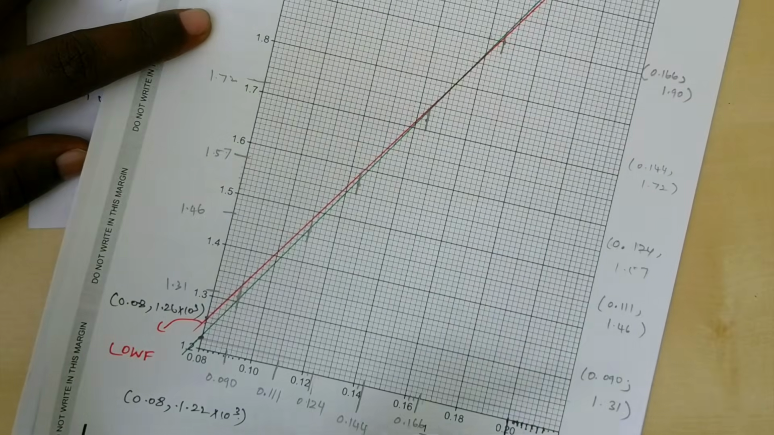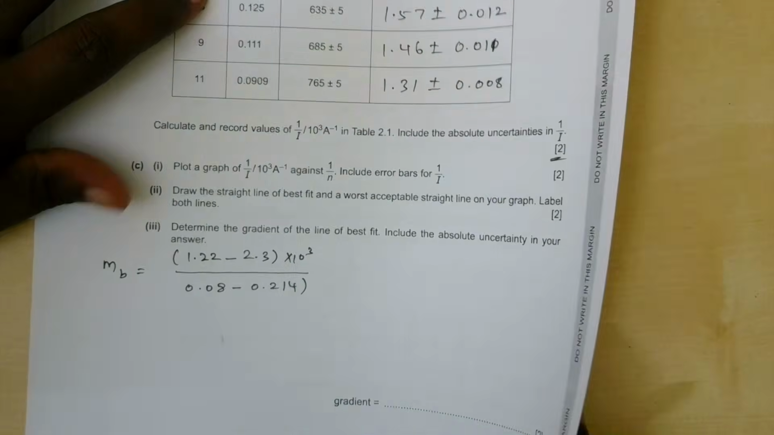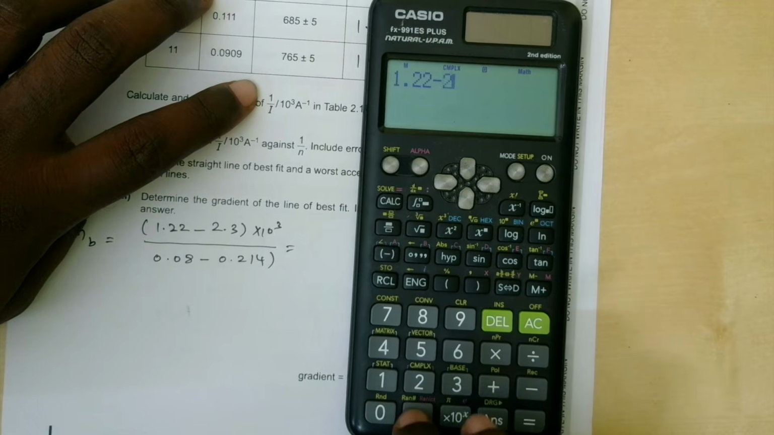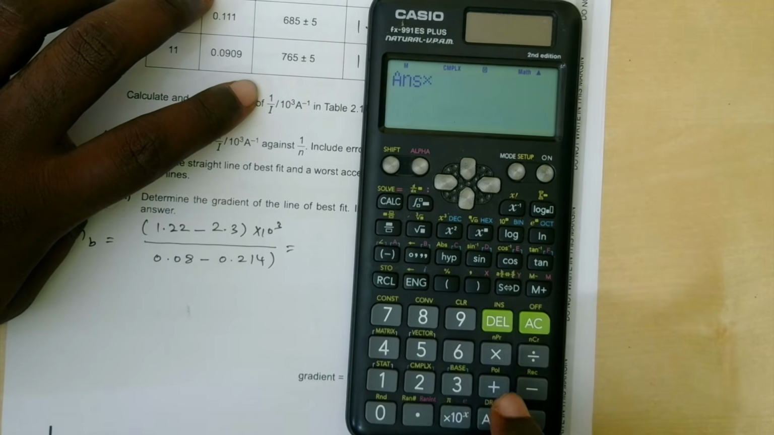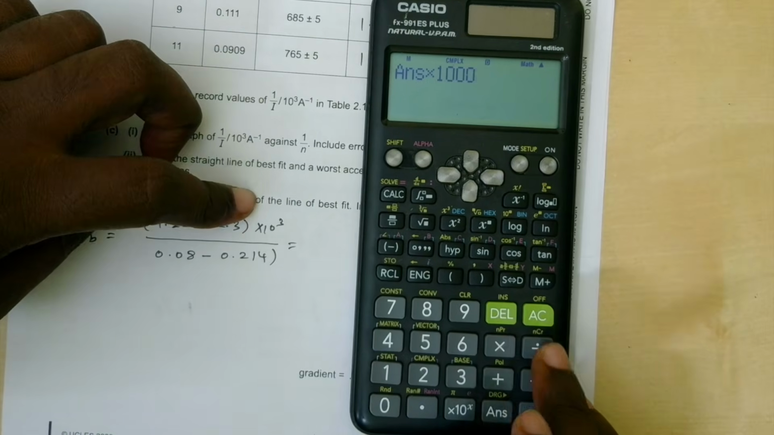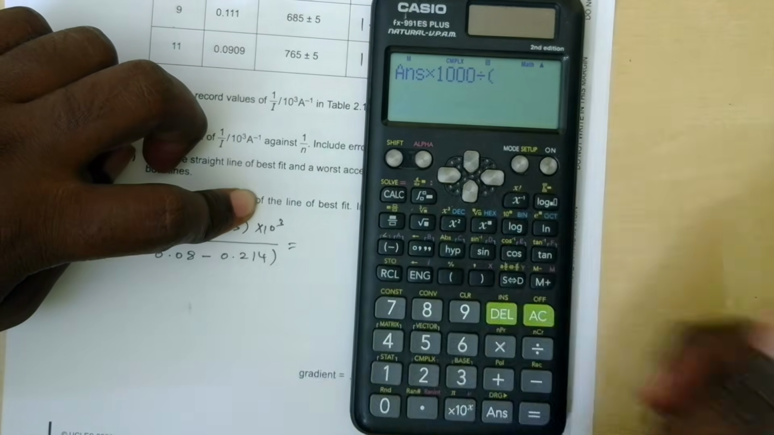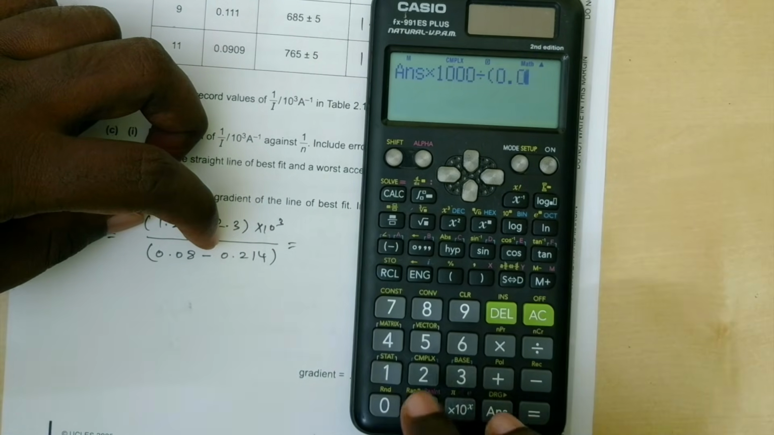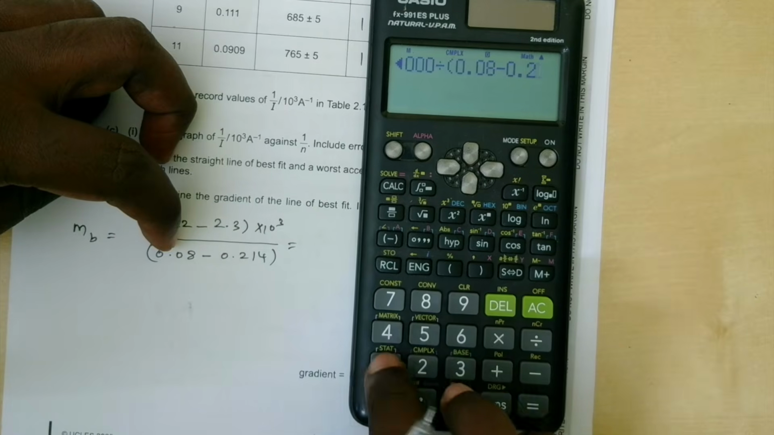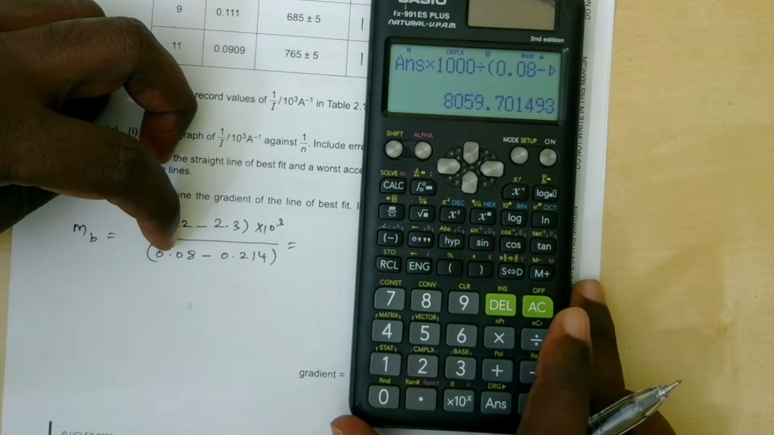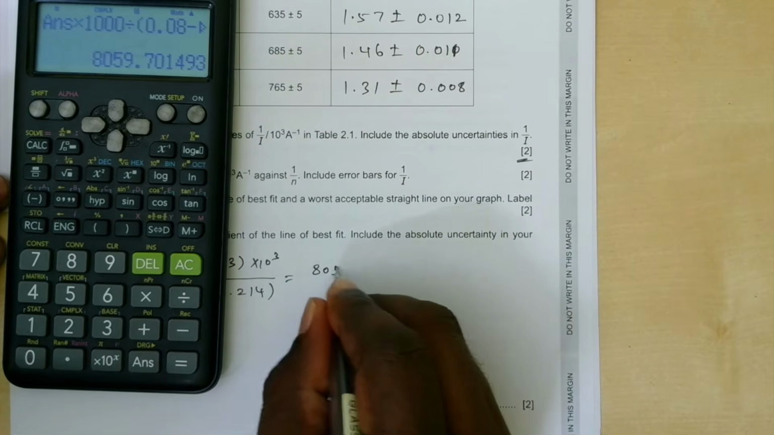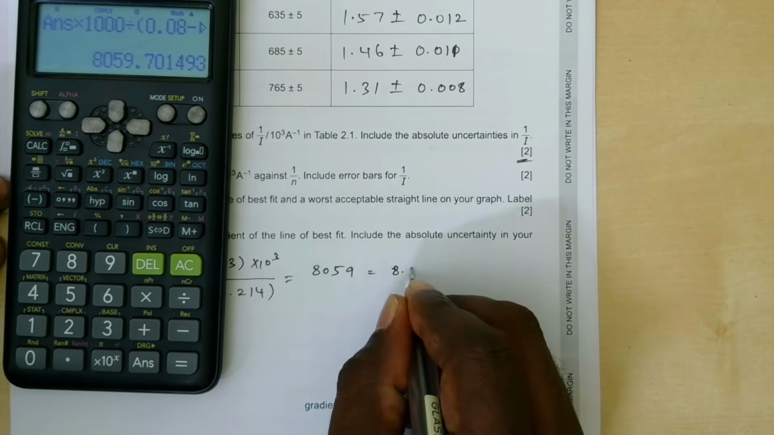Make sure the x-axis doesn't have any 10 power 3 or something; only the y-axis has it. So now if you do it, 1.22 minus 2.3 multiplied by 10 power 3, which is 1000, right? Divided by 0.08 minus 0.214. Why didn't I put 10 power 3? Because we have to put multiplied by 1000. If you directly put 10 power 3, it will show a syntax error. So we get 8059, or we can write it as 8.06 into 10 power 3.